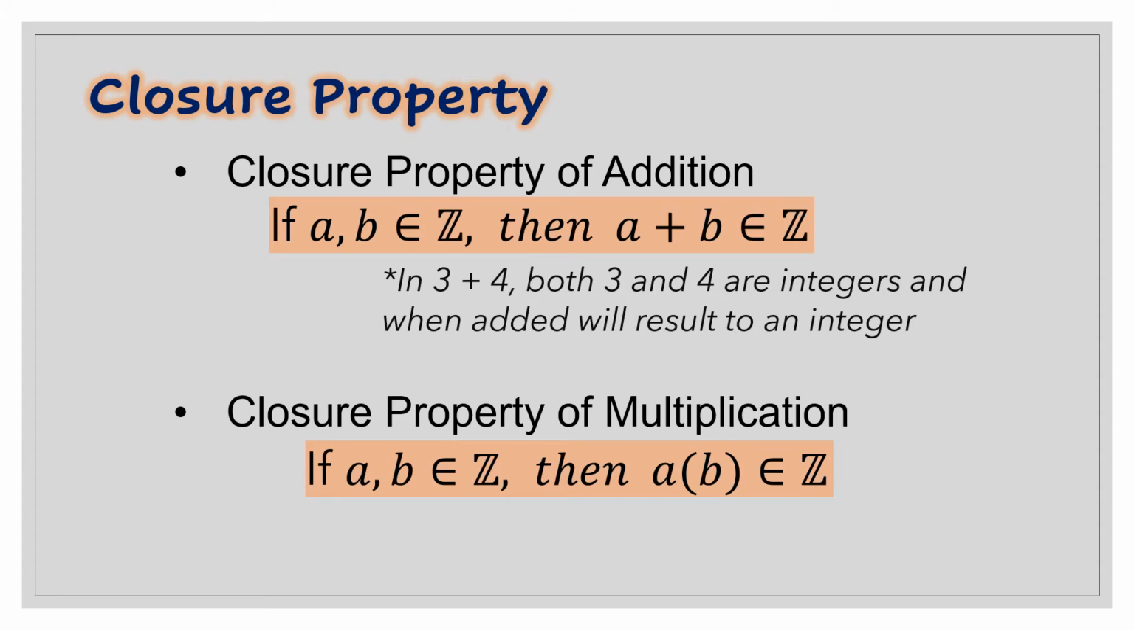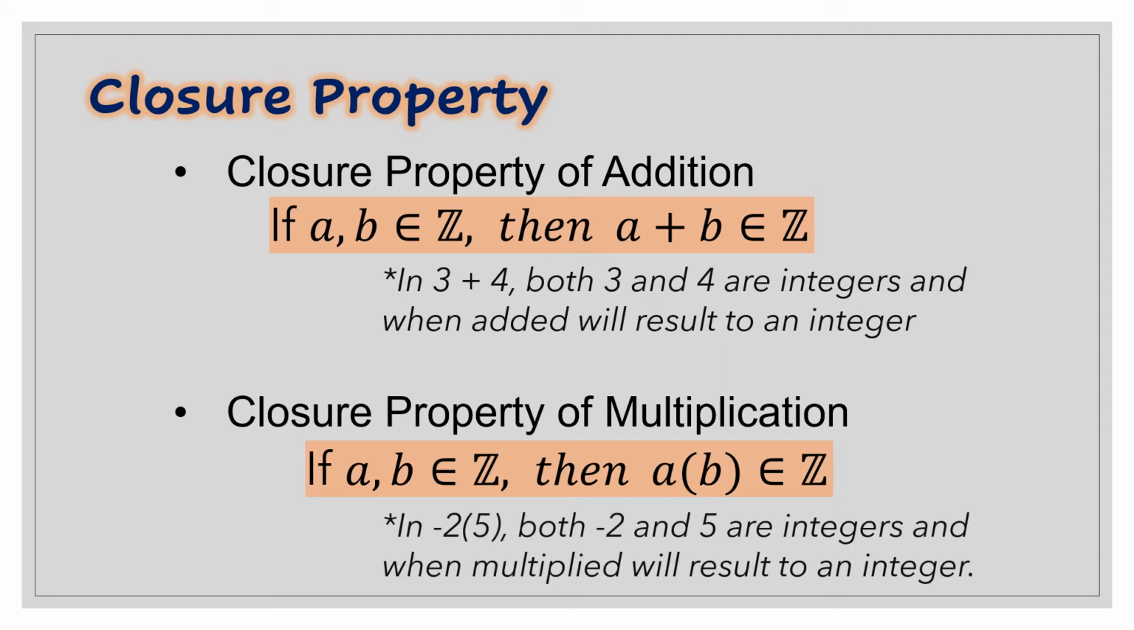So that's closure property. The same concept holds for closure property of multiplication. If A and B are elements of integer, then A times B is also an integer. So, ganun din yung idea. Kung meron kang dalawang integer at ipinag-multiply mo sila, ang product nito ay integer pa rin. Like negative 2 and 5, they are both integers, and when you multiply them, the result is negative 10, which is again an integer.